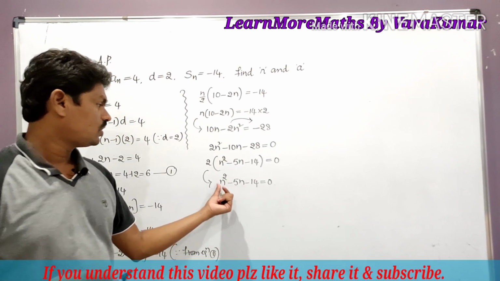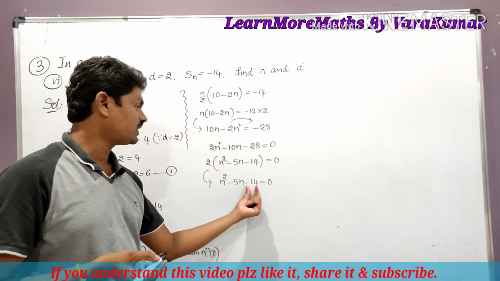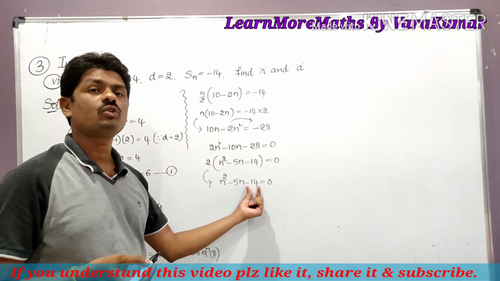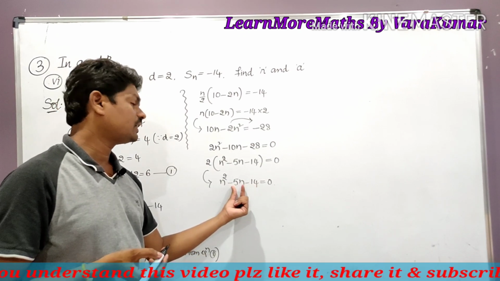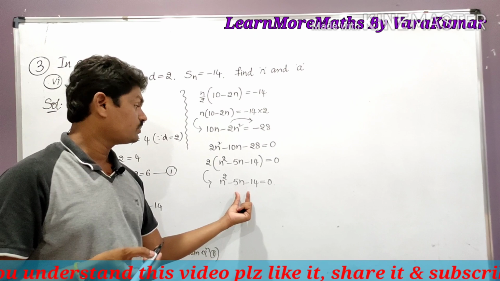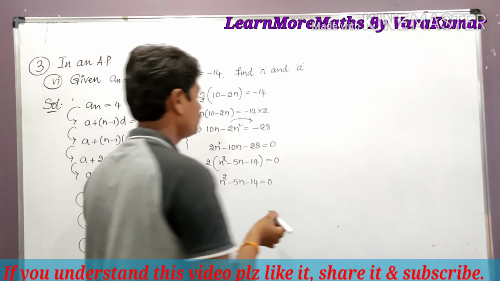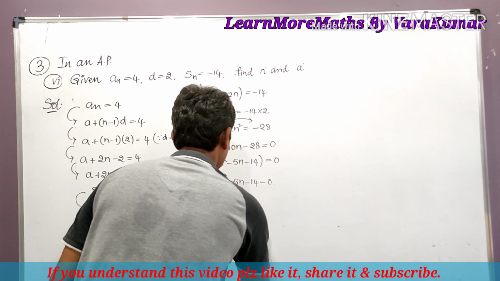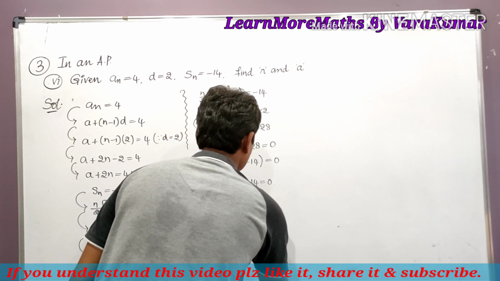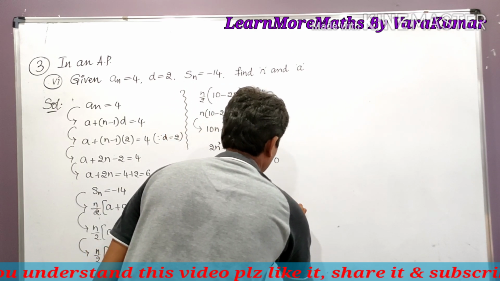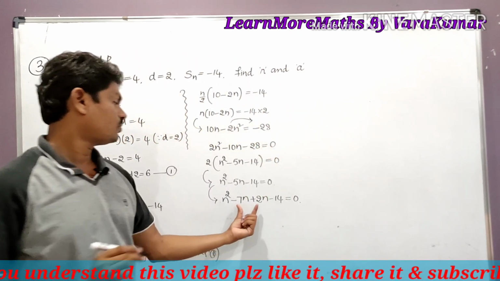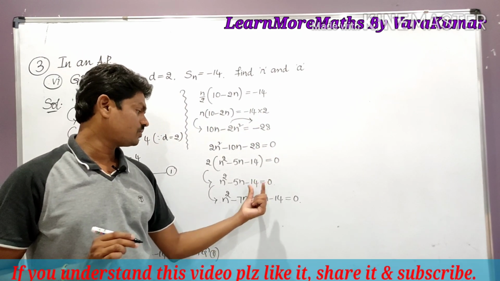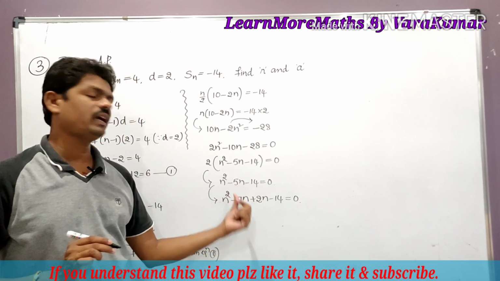So we have to solve. The coefficient of n square is 1 and the constant is minus 14. So I have to select two factors for 14. I am selecting minus 7 and plus 2. So that is n square minus 7n plus 2n minus 14 equal to 0. Minus 7 into plus 2 is minus 14, minus 7 plus 2 is minus 5.